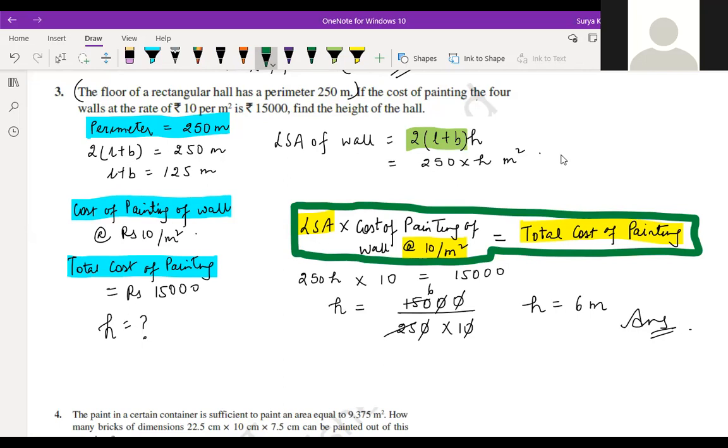Suppose, what is the L, sir? L is lateral surface area now. LSA. Suppose some painter is coming to your house and he is charging 10 rupees per meter square. So what do you do? What do you do, children?